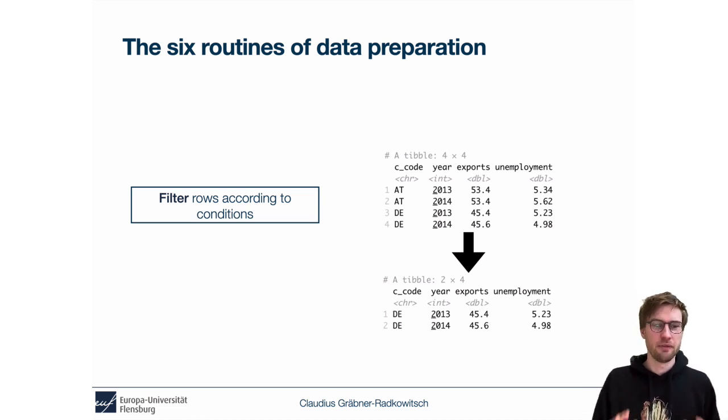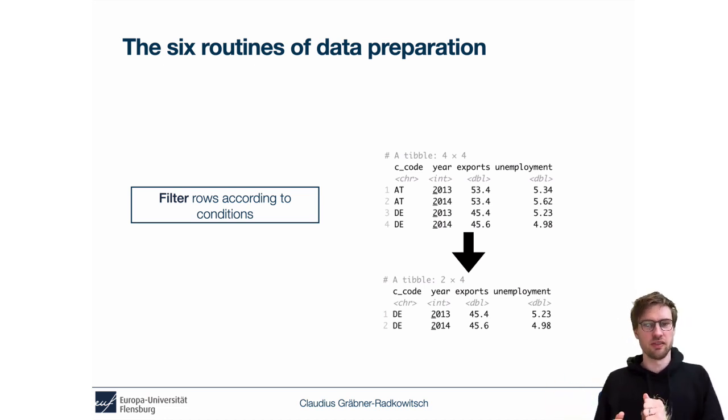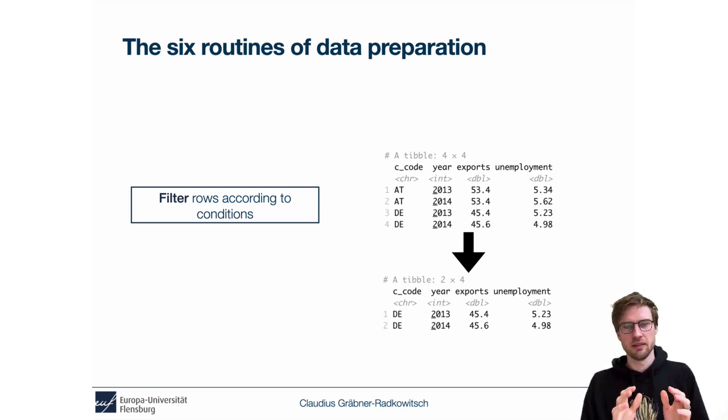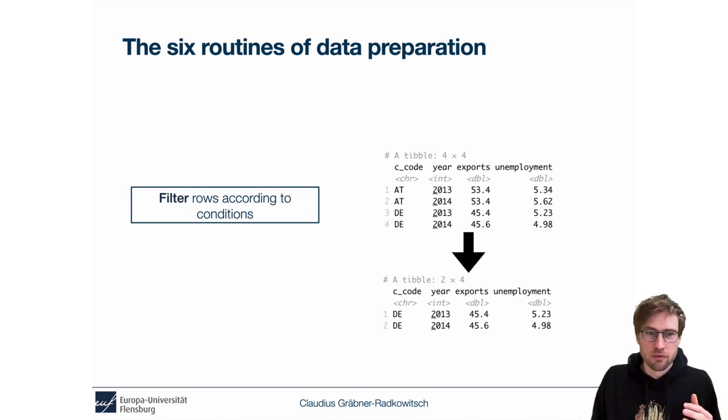So that's about filtering. Here you need to think about, how do I filter a data set using certain logical conditions. So in this case, the logical condition would be the column C code needs to correspond to GE. Things like that. That's about the routine of filtering. So filtering is about reducing the number of rows.